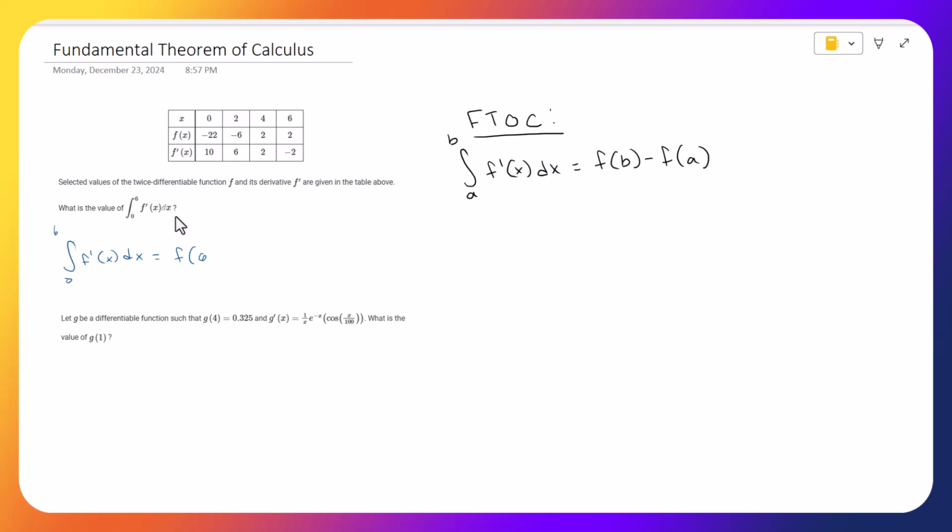And what is f of 6 and what is f of 0? Well, f of 6 is 2. What is f of 0? f of 0 is negative 22. And that's going to be 24. And boom, that's the value of the integral from 0 to 6 of f prime of x.